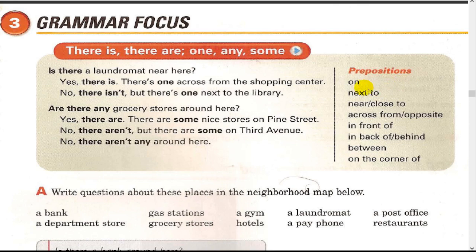Prepositions, on. Next to, beside. Near, close to. Across from, opposite. British opposite. In front of, in back of, behind, between, on the corner of.